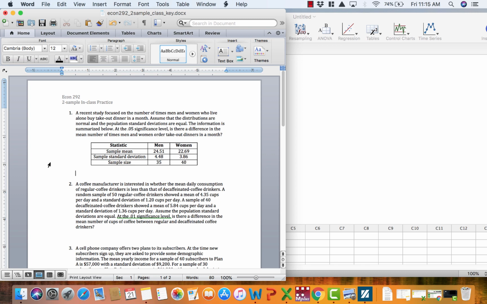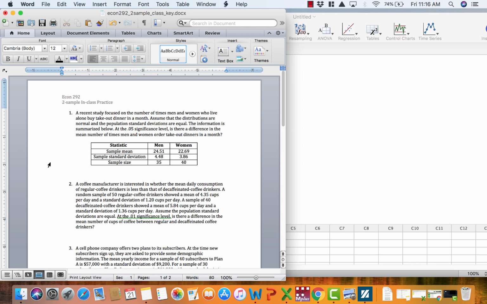All right, so let's just get started. A recent study focused on the number of times men and women who live alone buy takeout dinner in a month. Assume that the distributions are normal and the population standard deviations are equal. The information is summarized below. At the 5% significance level, is there a difference in the mean number of times men and women order takeout dinners in a month?